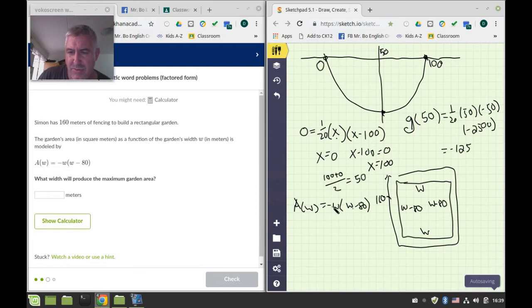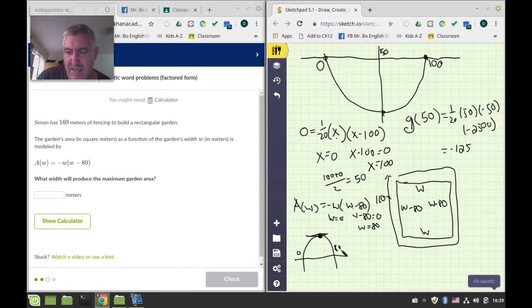I can see this is W squared, so it's going to be a parabola, and it's negative, so it's going to look like that. And I'm looking for the maximum point. So what is the maximum point? The maximum point is the vertex. Okay? So we're going to find the zeros first. So I know W equals 0, or W minus 80 is equal to 0, or W is equal to 80. So over here I have 80, and over here I have 0.